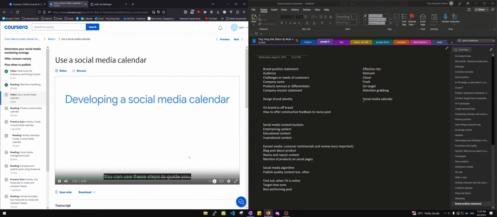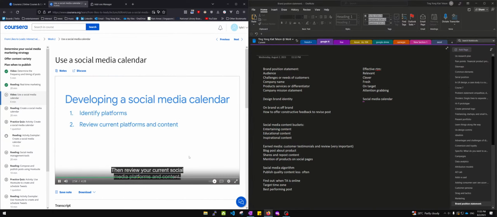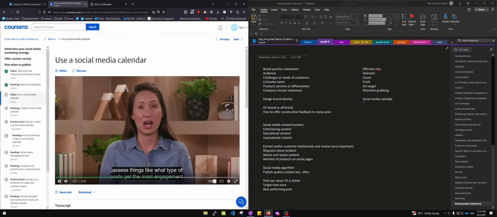You can use these steps to guide you. First, identify the social media platforms you want to post on. Previously, we discussed some strategies for how to do this. Knowing where your audience spends most of their time online can help you decide on platforms and create platform-specific content strategies. Then review your current social media platforms and content. Assess things like what type of posts get the most engagement, when your audience is most active online, and what tactics have been most successful in the past. This will help you identify areas for improvement and new opportunities.